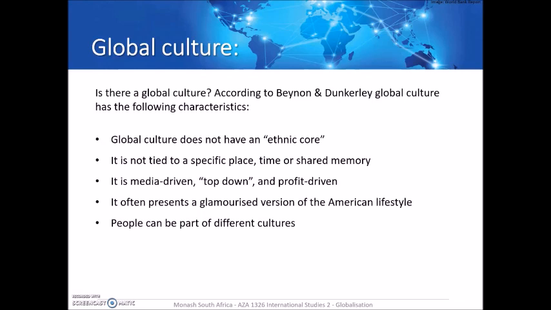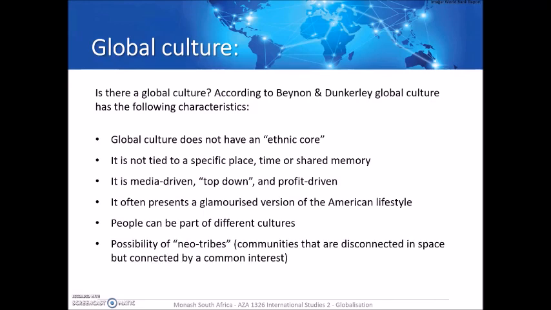But they also argue that global culture allows people to be part of different cultures, especially if they have migrated to another culture. They might feel part of two or more different cultures. And they also argue that global culture gives us the possibility to be part of neo-tribes.